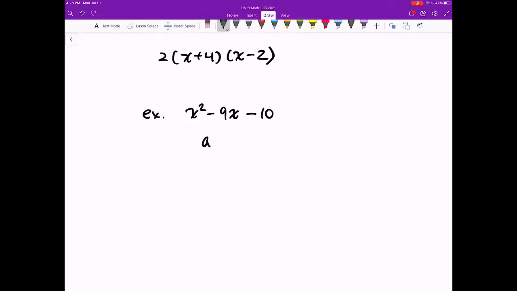Okay, so let's just go through this one. So a plus b must equal negative 9, and a times b must equal negative 10. In this case, should we list out the factors again or no? Just go straight to the answer. It's unnecessary. Okay, well, we have a equals 1 and b equals negative 10, and we have x plus 1 and x minus 10.